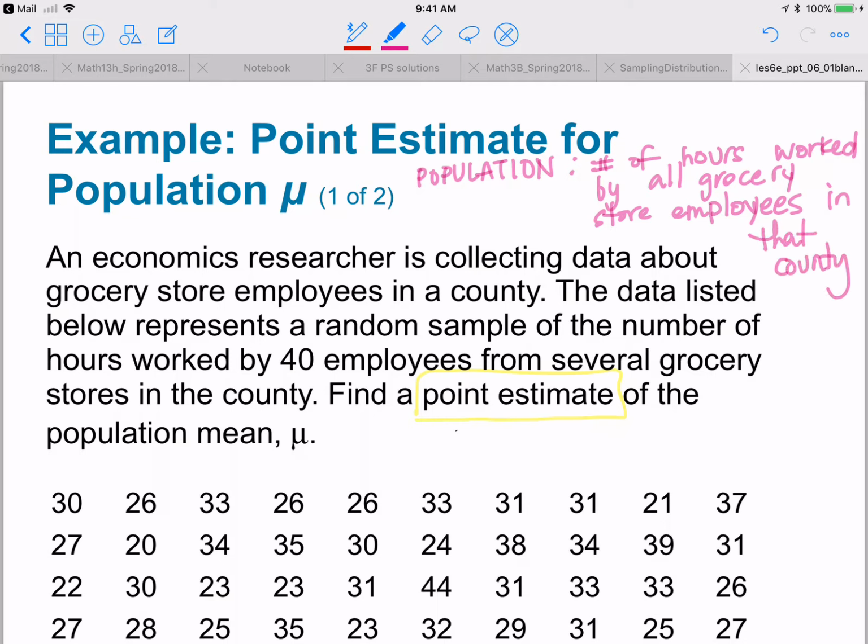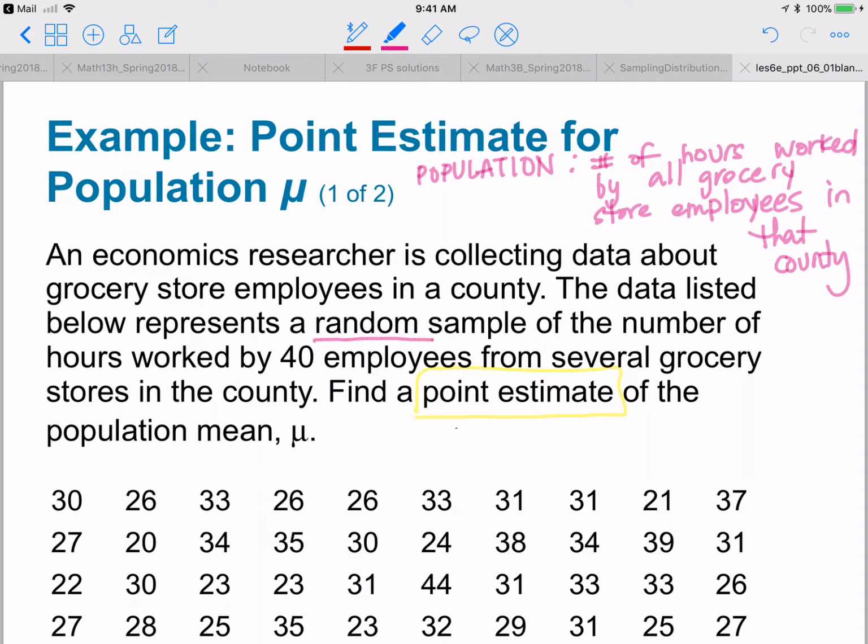So now, because it's impossible or too expensive to gather all of the numbers of hours worked by all grocery store employees in that county, what the economics researcher did was just collect a sample. So collected a sample of the hours worked by 40, a random sample, that's actually important, random sample of the hours worked by 40 employees from several grocery stores in the county, right? So that way it's more representative as opposed to just taking all 40 of your data points from the same store. It's good to kind of mix it up a little bit.